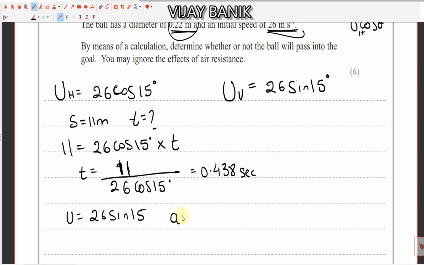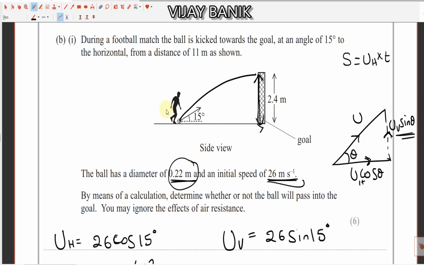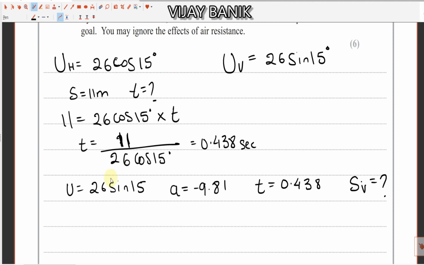It was going up, so therefore acceleration is minus 9.81. It was traveling for 0.438 seconds. So I need to find the vertical height, that is going to be S again, but this is the vertical height, S vertical. Don't take final velocity as 0, because we don't know whether it has reached the maximum point over here or not. We only know the initial velocity. With the help of initial velocity I can make an equation. Which formula suits us the best? S equals ut plus half at square. So for S vertical, u is 26 sine 15.